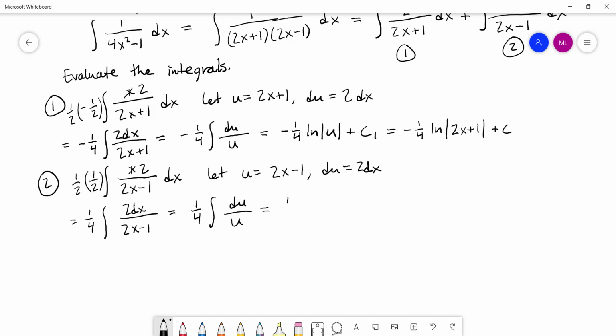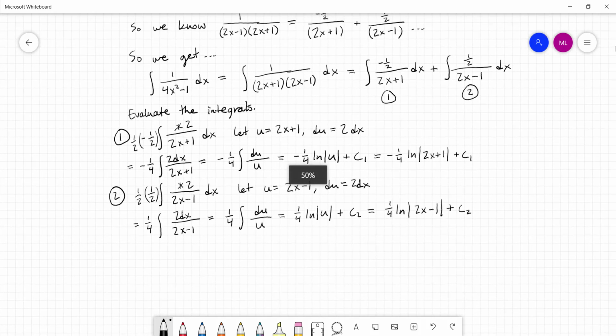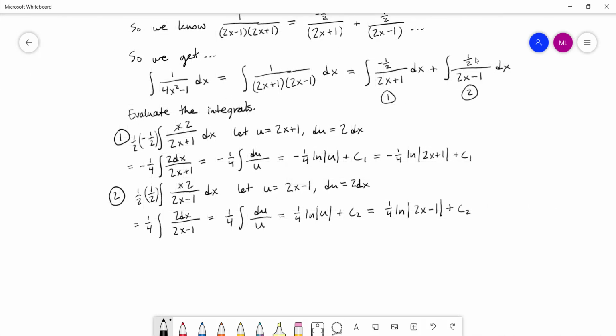And we'll get the natural log again. We'll get 1/4 natural log of the absolute value of u plus a second constant of integration, C2. And when we plug it back in for x instead of u, we will get 1/4 times the natural log of the absolute value of 2x minus 1 plus C2. And the full answer, looking at this, is the sum of these two results, right? I need to add 1 and 2 together. So here's the result of 1. Here's the result of 2.